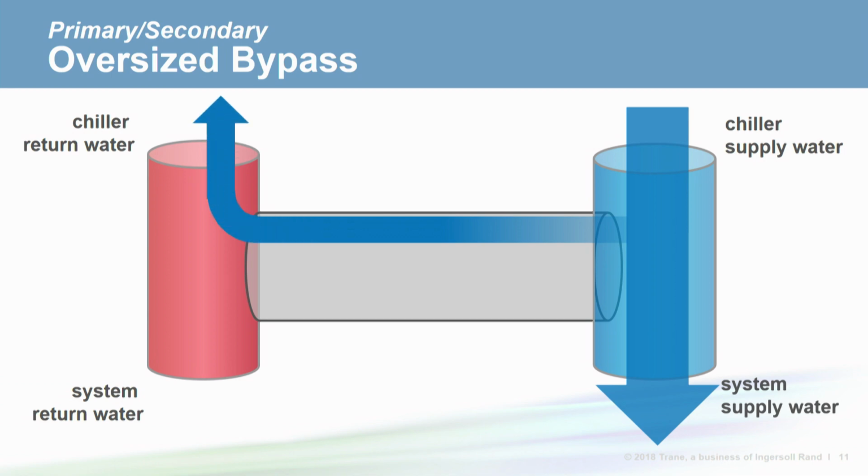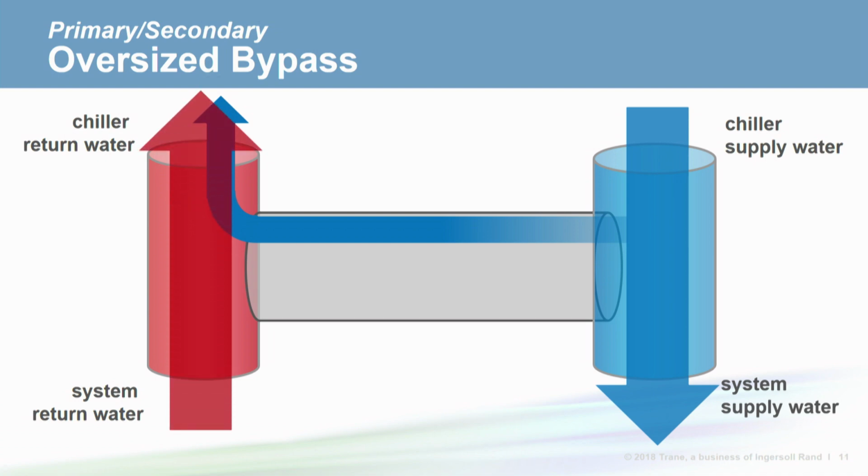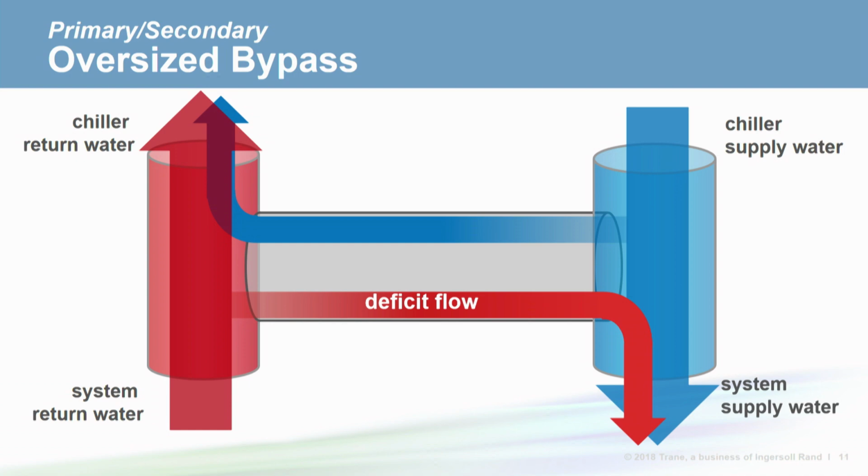On the return water side, a similar thing occurs. Return water flows in the manifold. Much of that water continues to the chillers, but some of the warm water, again due to the low pressure drop in the bypass, flows in the deficit direction in the bypass line. Deficit flows from the return to the supply.